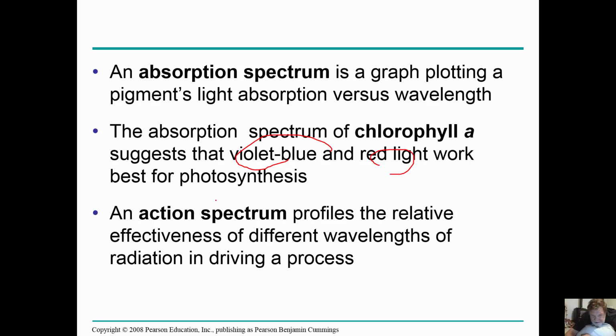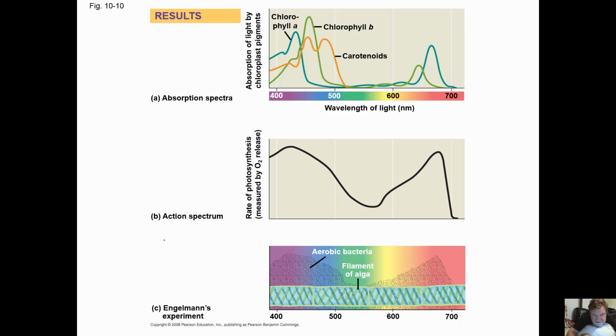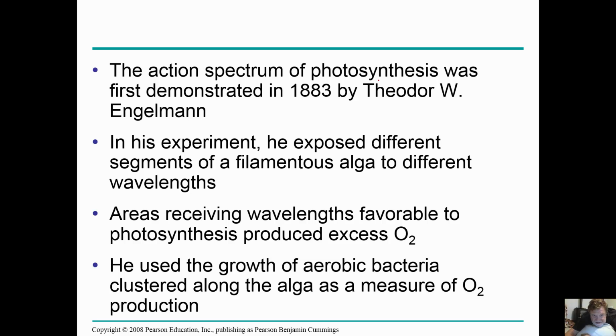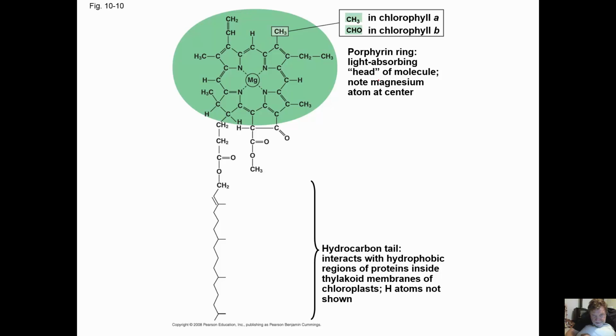The absorption spectrum of chlorophyll A suggests that violet, blue, and red light work the best for photosynthesis. An action spectrum is a profile of the relative effectiveness of different wavelengths of radiation in driving a process. And so here, this is the action spectrum. I'm not going to get into Engelmann's experiment right now, but here's the absorption spectrum. Basically, we see that the vast majority of activity occurs in these areas here, and that the least amount of activity and least amount of absorbance occurs in this area.